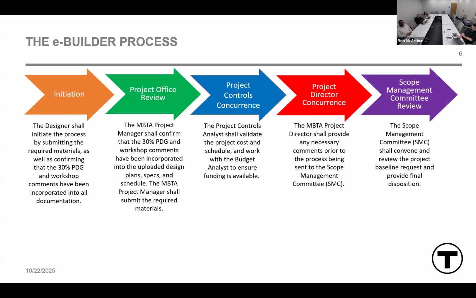Here's a brief overview of the eBuilder process, but Rob will go through some of the steps for it. Initially, the process is started by the designer by submitting the required materials, as well as confirming that the 30% PDG and workshop comments have been incorporated into the documents that are being uploaded. So this isn't the original 30% documents. You'll have the PDG meeting, you'll have the constructability, the VE, and the risk. And then all of those comments will get incorporated or addressed in some way into the 30% designs and specs. And then those documents will be what get uploaded into the initiation step of this process.